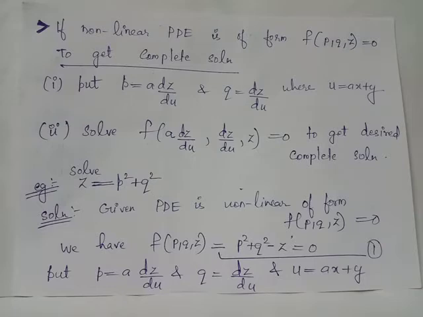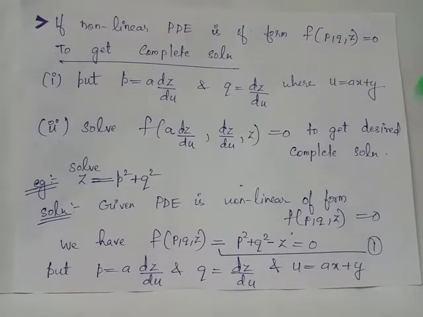Look at an example. Solve z equals p square plus q square. We can rewrite this function in the form f of p, q, z equals 0. By writing this format, we are looking for RHS 0 and LHS which is purely a function of p, q and z. Here we rewrite z equals p square plus q square as p square plus q square minus z equals 0, which is of the format f of p, q, z equals 0.